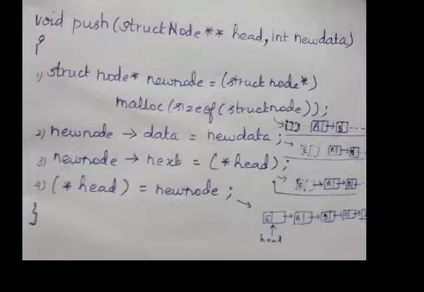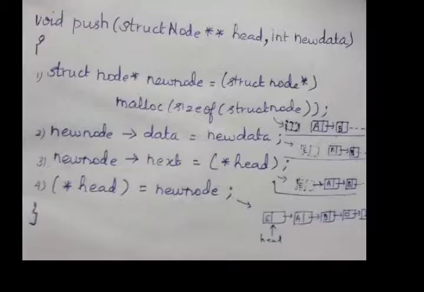Here new node data equal to new data, that is E. Third line, I have to link the newly created node with the old head pointer, that is new node next is equal to star head. I have to link the newly created node with the old head pointer, so for that I am giving the third line.